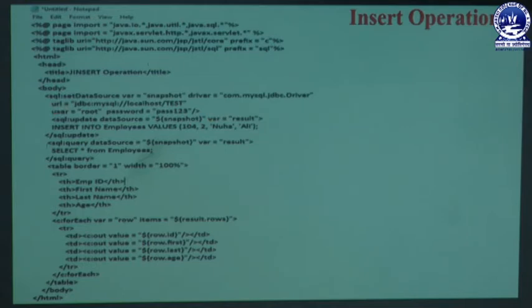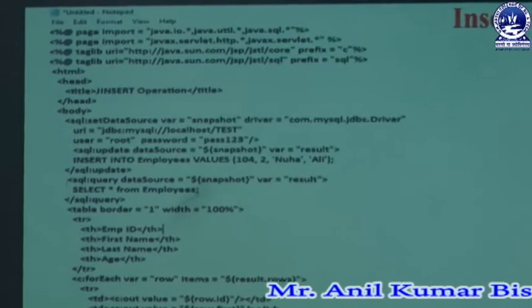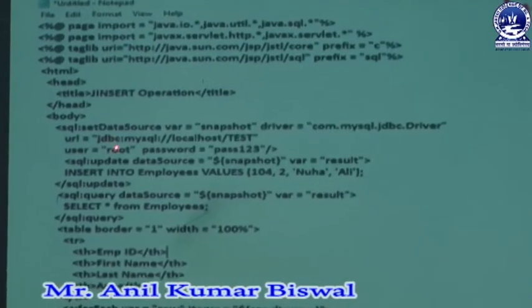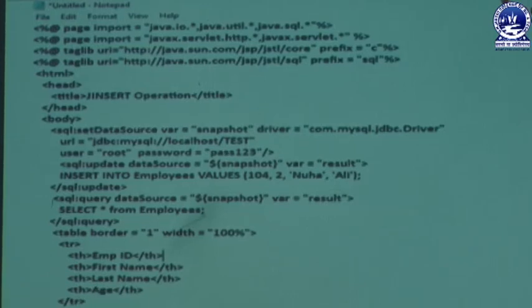We set up the URL through which we can make a connection with our specific database created in MySQL, written as jdbc:mysql://localhost/test. In this way we write what is known as the URL. Then we mention the user name, the user ID, written as root, and then the password, which is pass123. Through this password we can make a connection with our MySQL database.